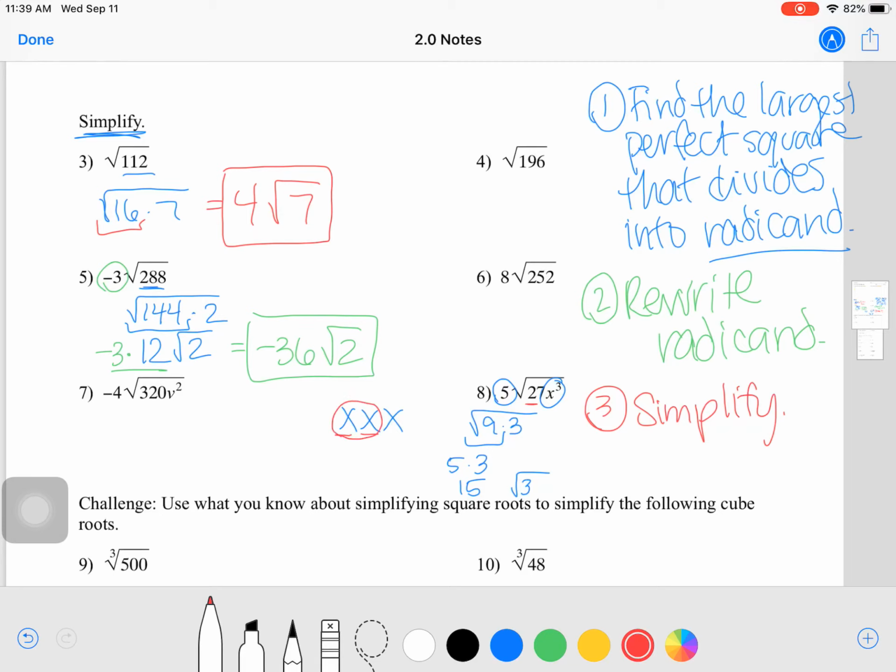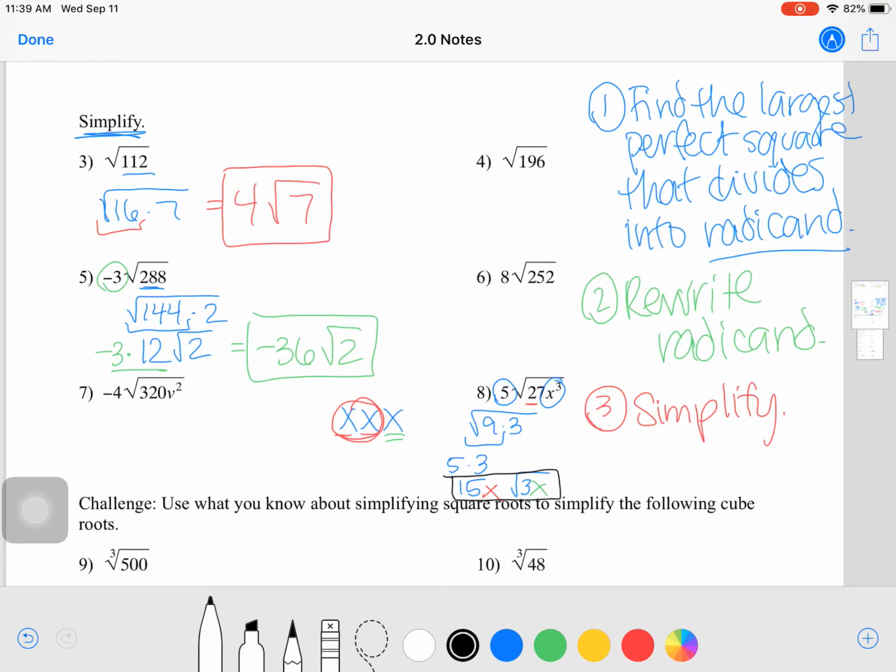Okay, so really I have one pair of x's, and this one is going to come out of the radical as 1x. Anything that is left over, so say this one that I didn't circle, is going to stay inside the radical, and so my answer here is this 15x root 3x.